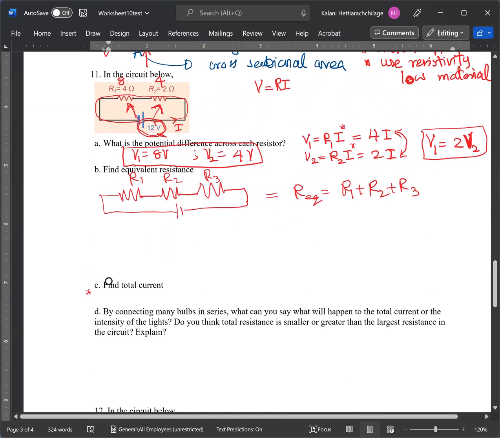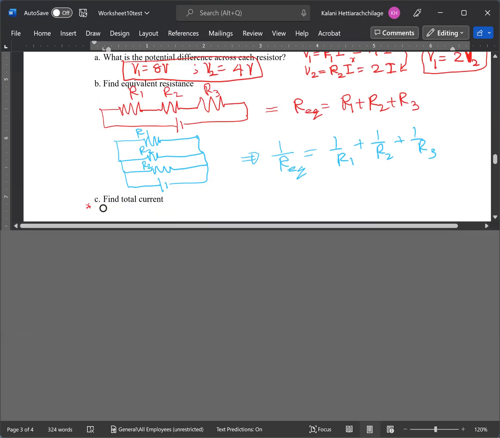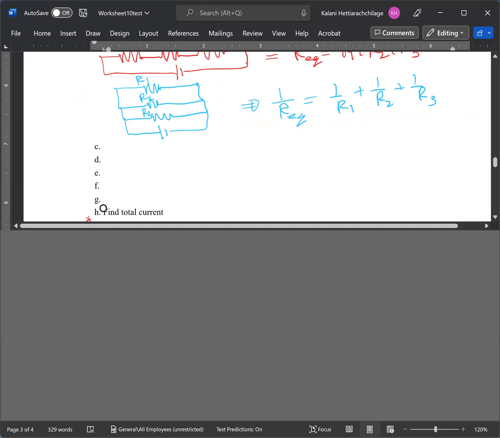Now if you have parallel resistors like this, and like this, right? We'll say this is R1, R2, R3. This is what we call a parallel connection. When they are parallel, this is where you use 1 over R equivalent equals 1 over R1 plus 1 over R2 plus 1 over R3. So you need to identify which connection you have first, and then use the way that you can solve the problem. Okay.